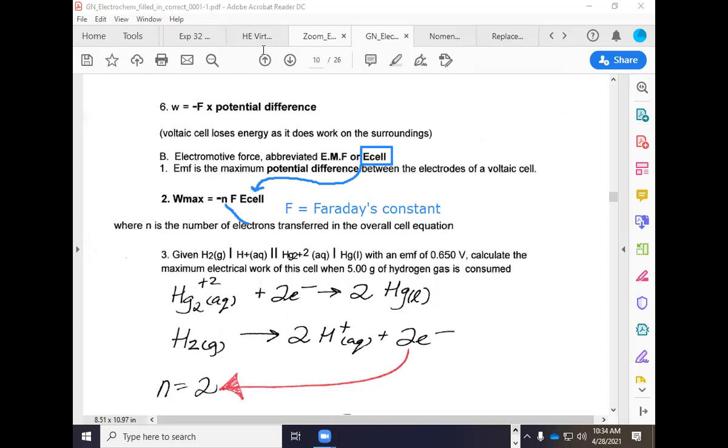Okay, so the problem that we're given here is the shorthand notation. And then here's our electromotive force, that's volts. And we're asked to calculate the maximum electrical work. So we're trying to calculate this. So what is this? And we're given 5 grams.